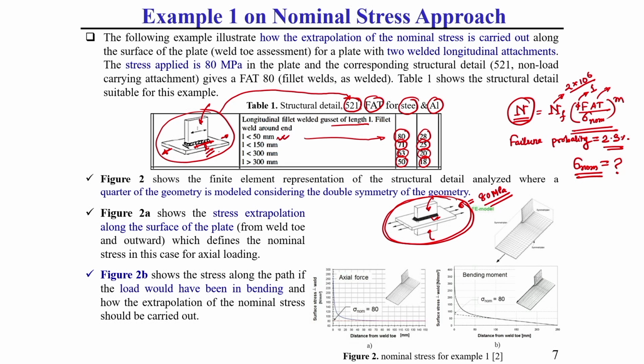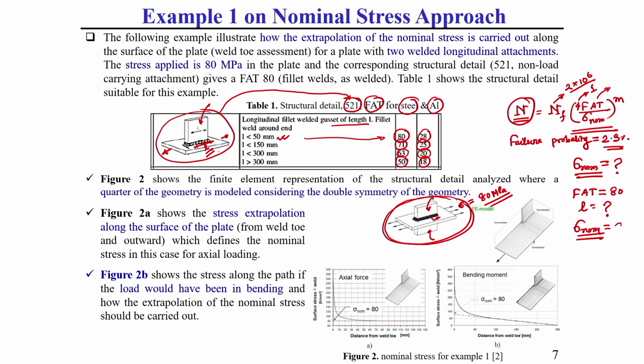So, first of all, we can consider here the FAT value as either 80 or 70 or 63 or 50, depending on the L value. You should keep this in mind. In the next slide, I will show you another example depending upon the L value. Generally here I am showing how to find out this nominal stress, that procedure.